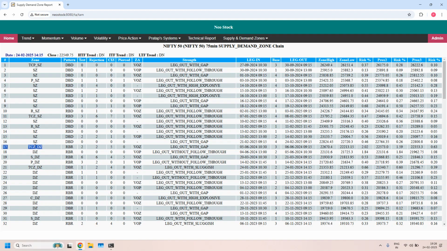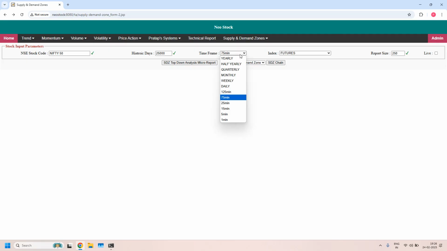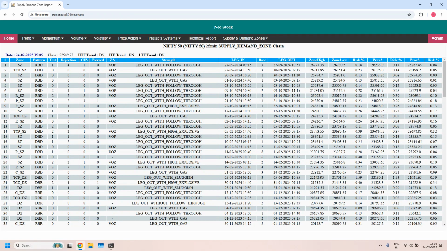This is the nearest demand zone to the current closing price. Next, 25 minutes supply demand zone chain for NIFTY. This is the nearest demand zone to the current closing price. Let me put it in the center.